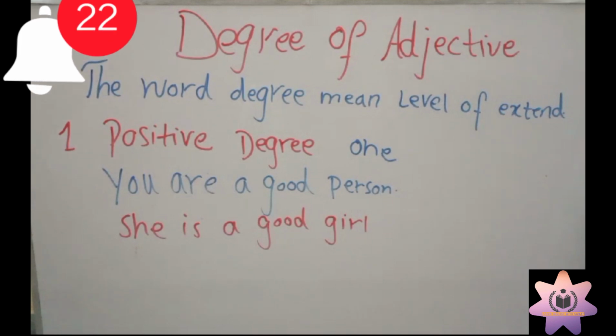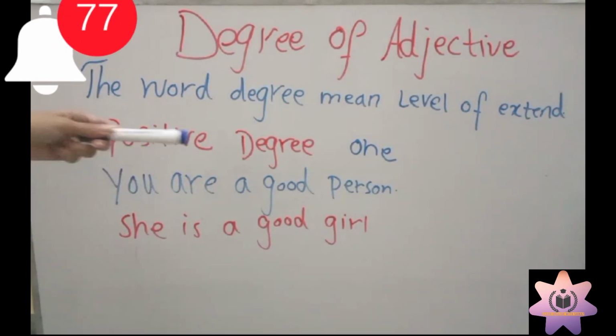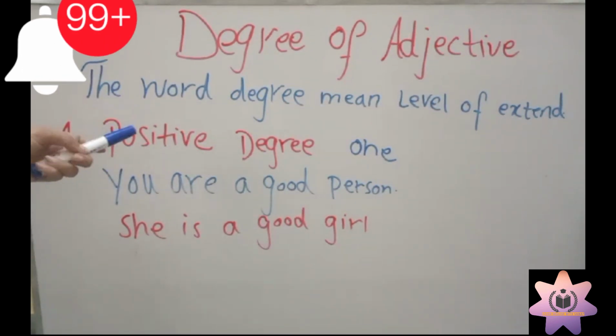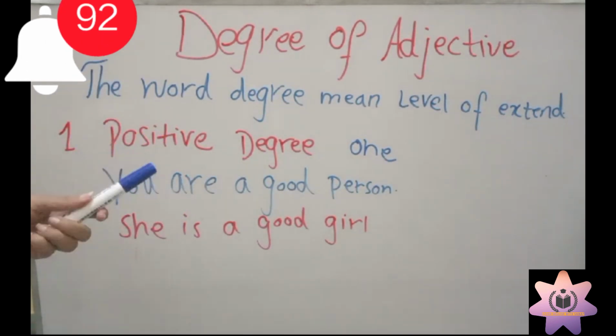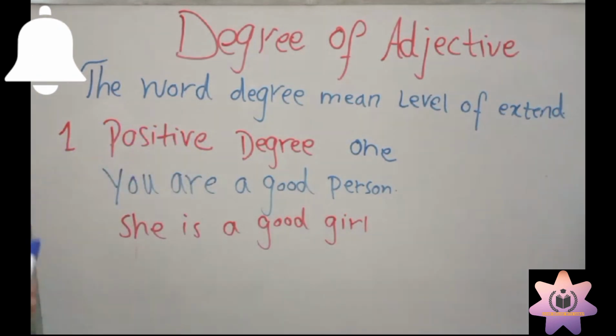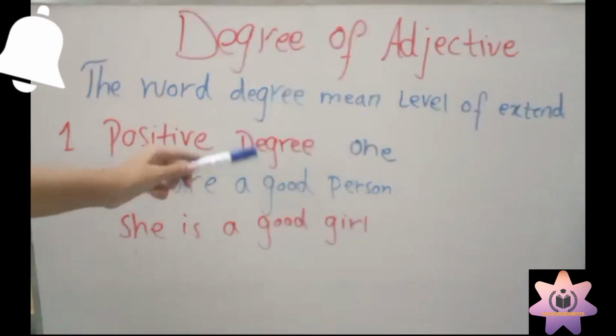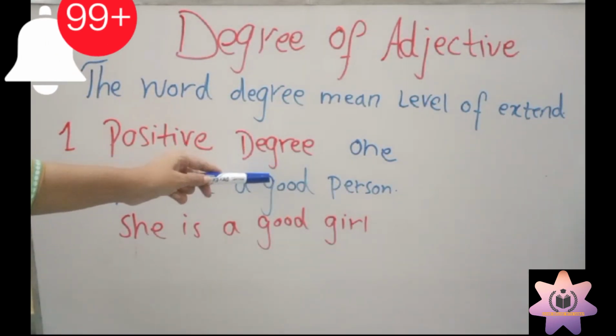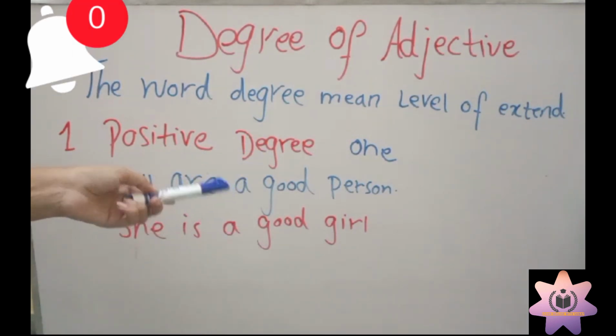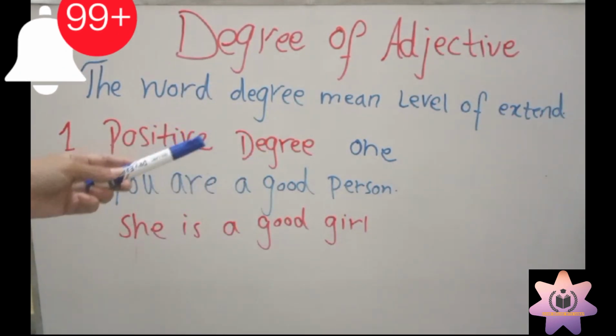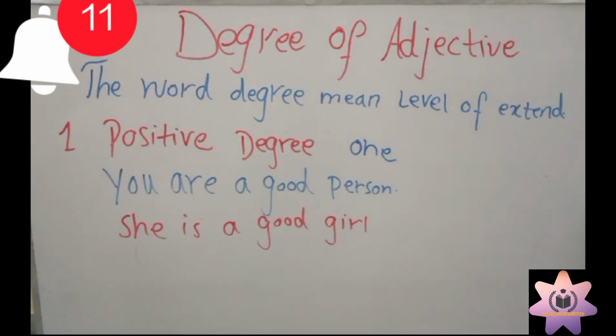Degrees of adjectives. One more thing. We are using good: you are a good person. It means a positive degree. In positive degree we use good, and in comparative degree, what will we use? We will use better. Instead of good we will use better. And in superlative degree we will use best. As you know, the degrees of adjective: good, better, best.